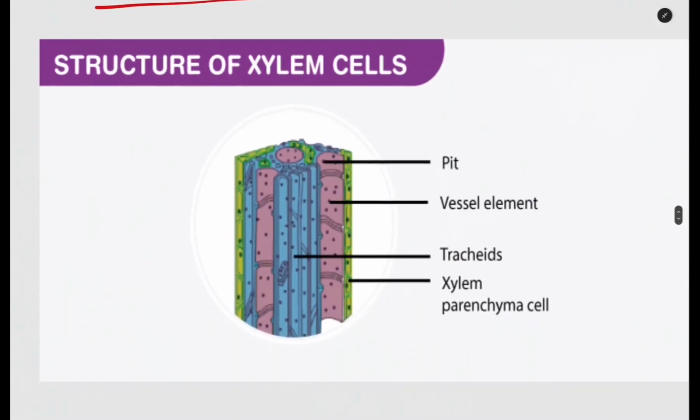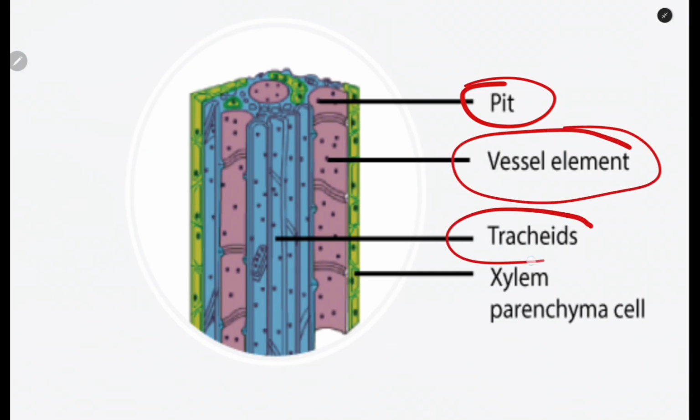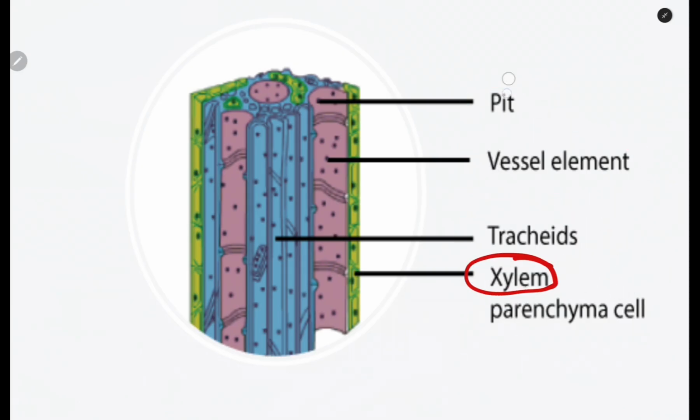Then the structure of the xylem that we can look at. I've seen a question where you are given the structure of the xylem. I hope you are able to see it clearly, but you should be able to find a clear diagram even as you study. This is the one we are going to use to look at the xylem. As you can see, the parts: we have the pit, the vessel elements, the tracheids, the xylem cells, and the xylem parenchyma cell. What is important here is for you to be able to identify the xylem if it appears in an exam.